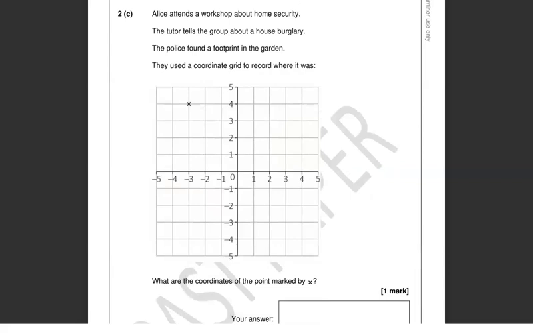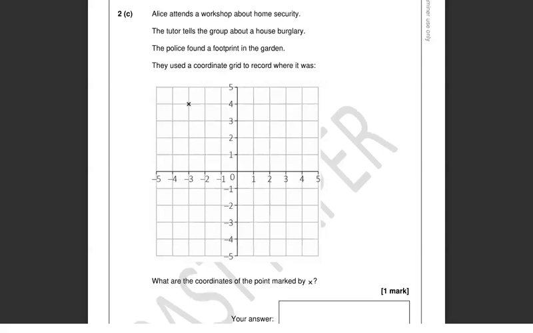So Alice attended a workshop about home security. The tutor tells the group about house burglary. The police found a footprint in the garden. They used a coordinate grid to record where it was. So what's the coordinate now?